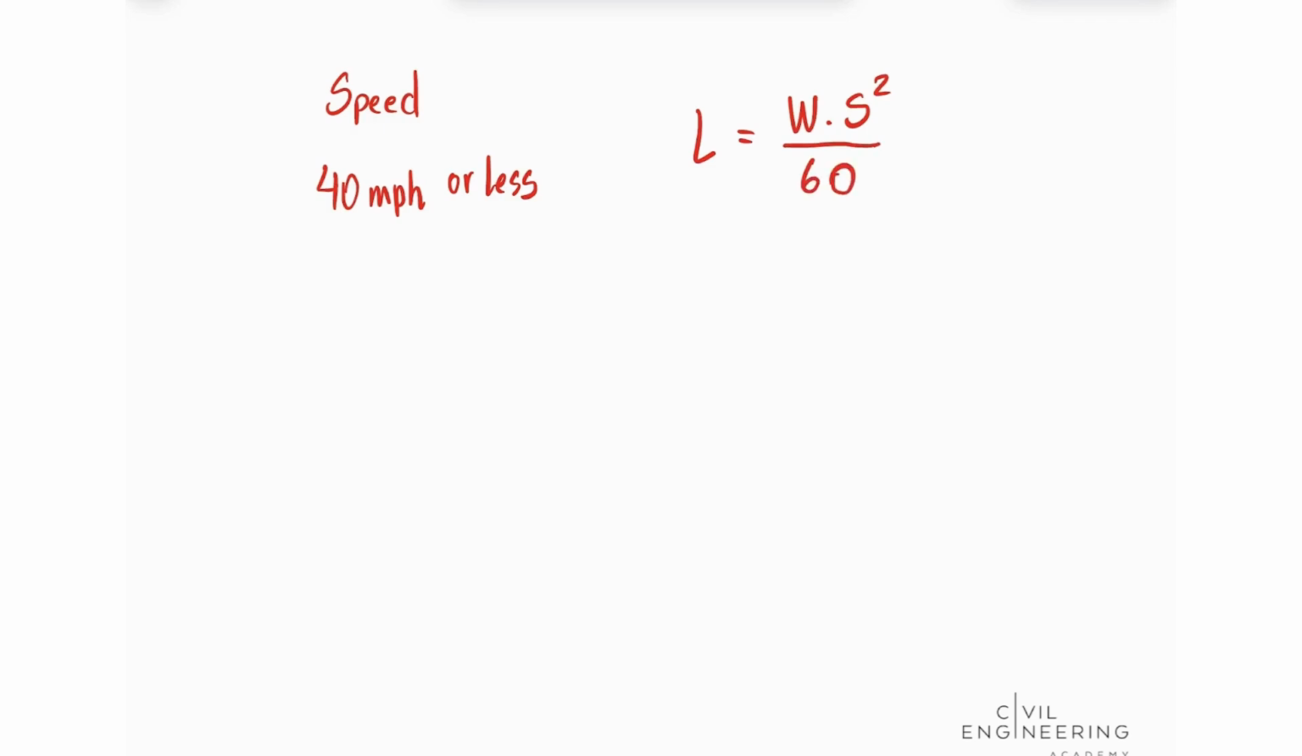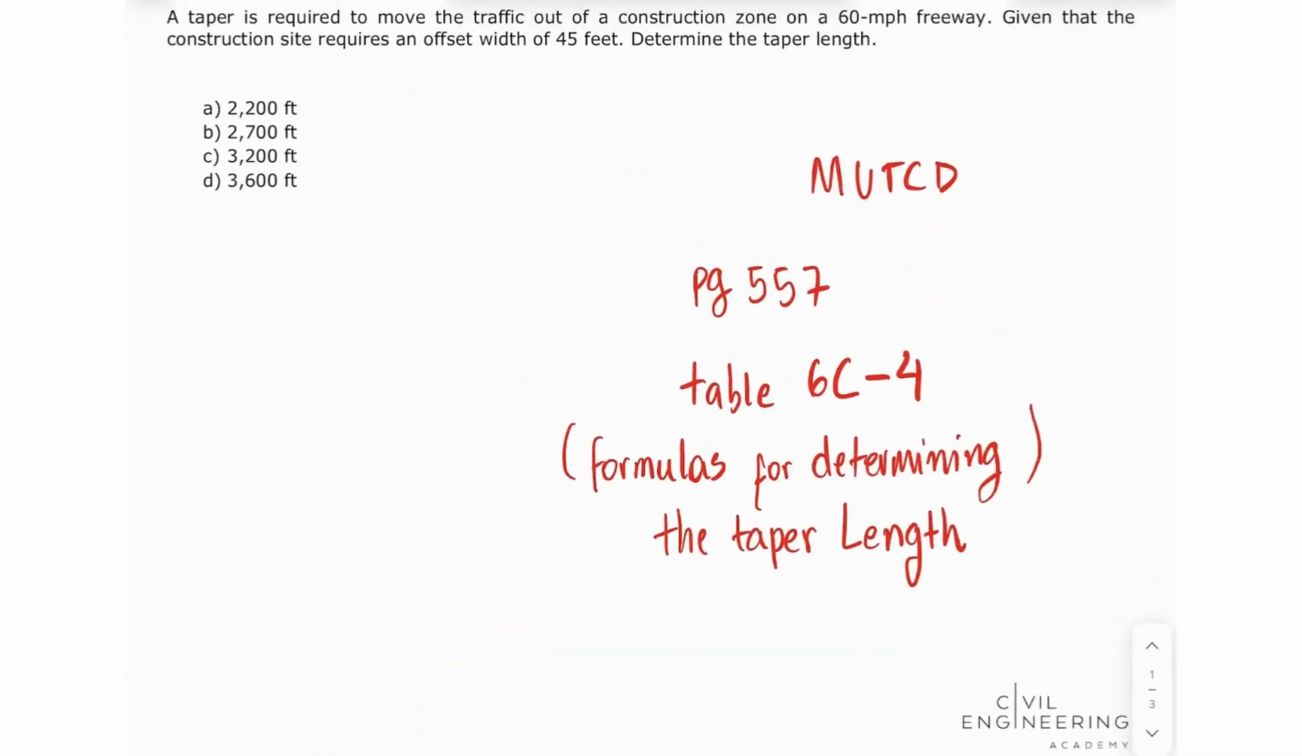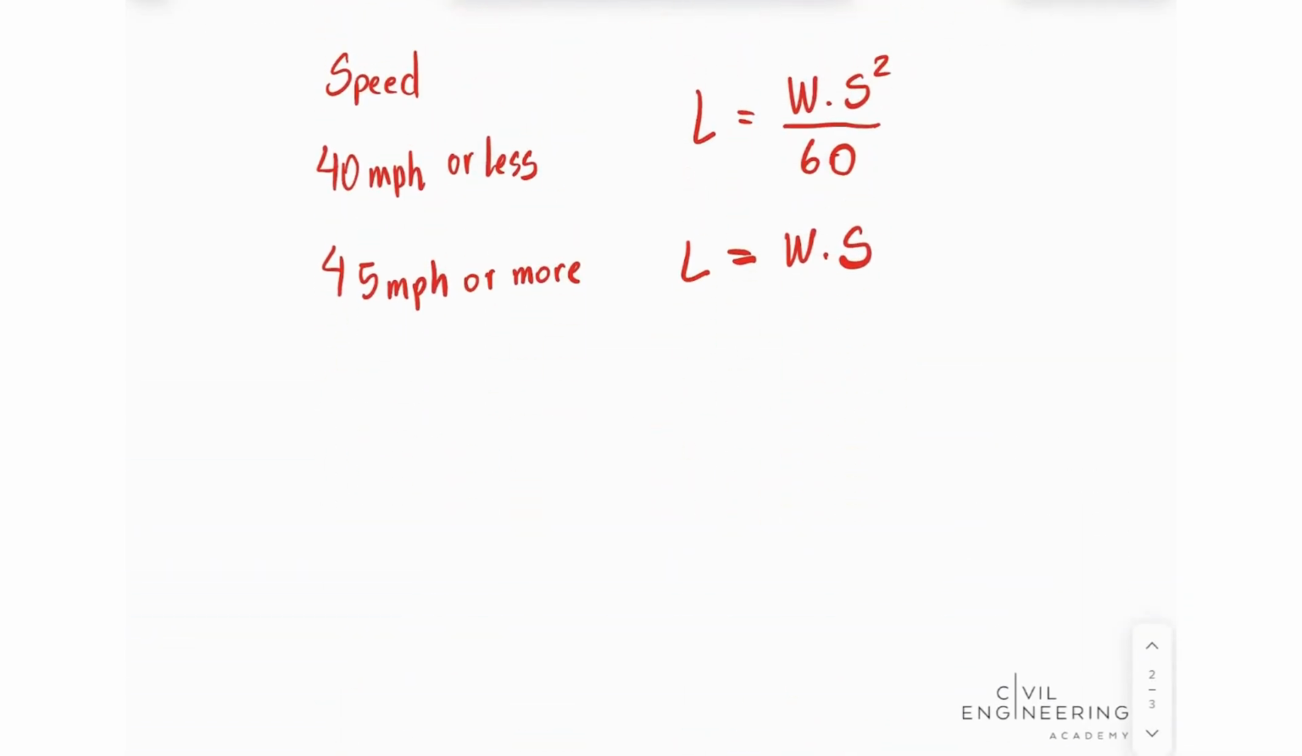If our speed is 45 miles per hour or more, we're gonna calculate the length of the taper by simply multiplying the width by the speed. In this case, our speed is 60 miles per hour and our width is 45. So we are in this range, so we're gonna use this formula.